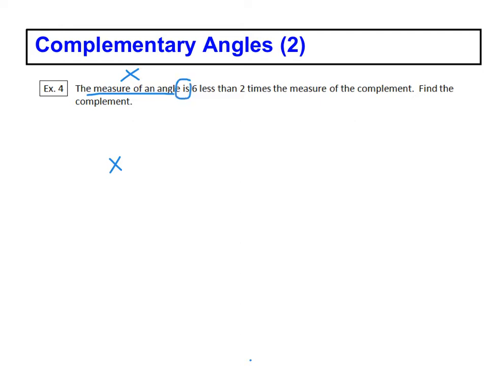And then is equals, alright, here's that less than again, 6 less than 2 times the measure of the complement. So we're going to switch the order of this subtraction. We're going to do a minus 6 off on the end, and then 2 times the measure of the complement. So 2 times, and then what's the measure of the complement? That is your 90 minus x. Alright, there it is.